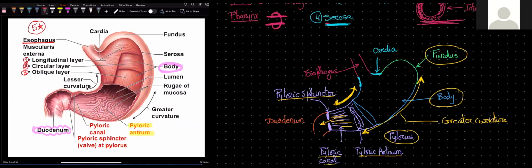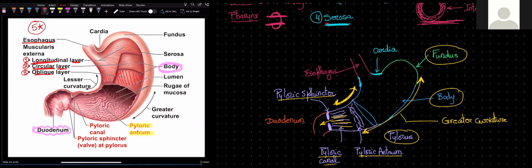We've got longitudinal muscle layer to the outside. We've got circular muscle layer to the inside, but to the inside of the circular muscle layer, we've got an extra layer. This is my oblique muscle layer.